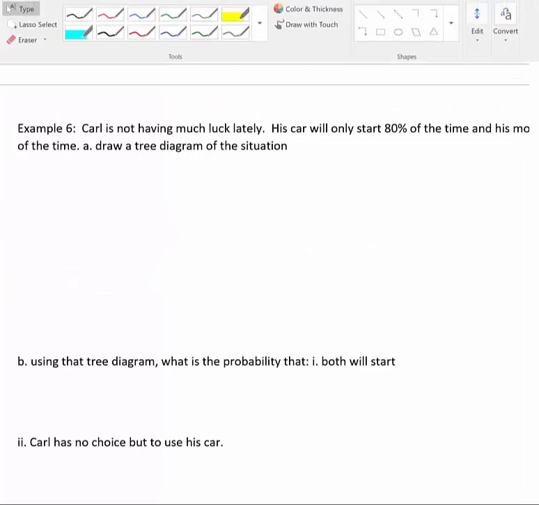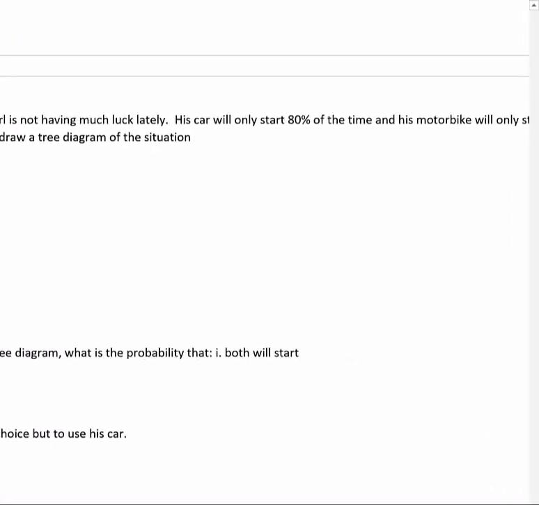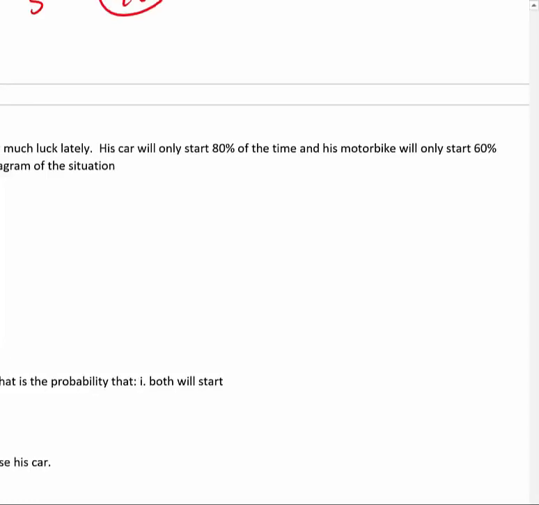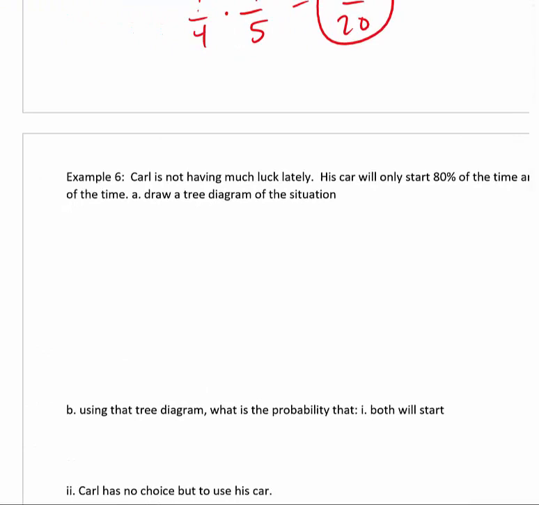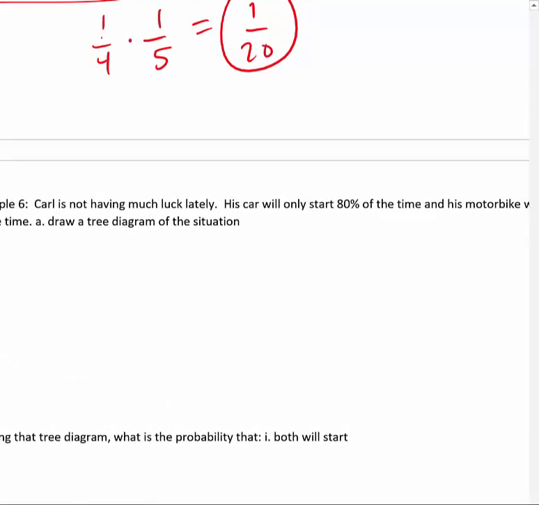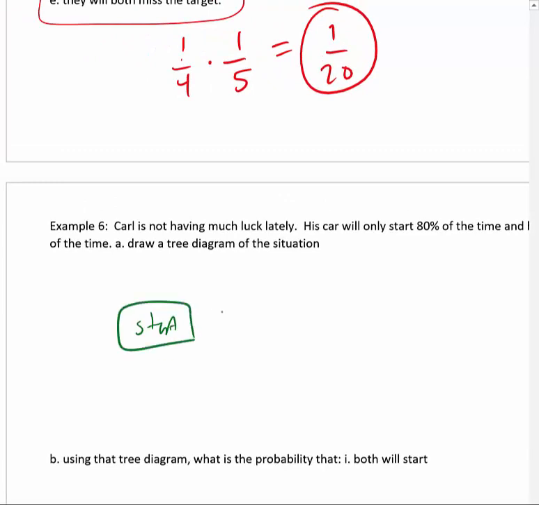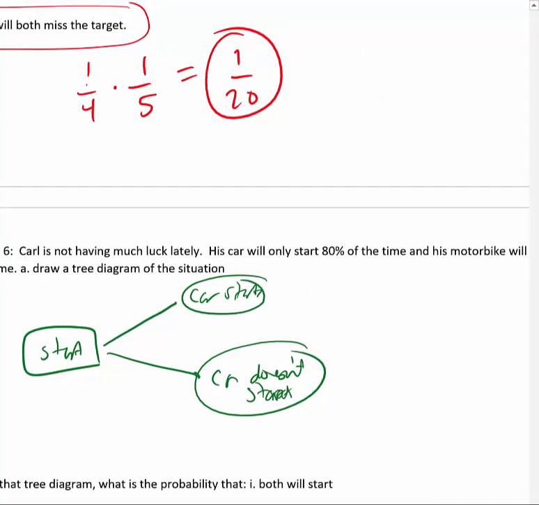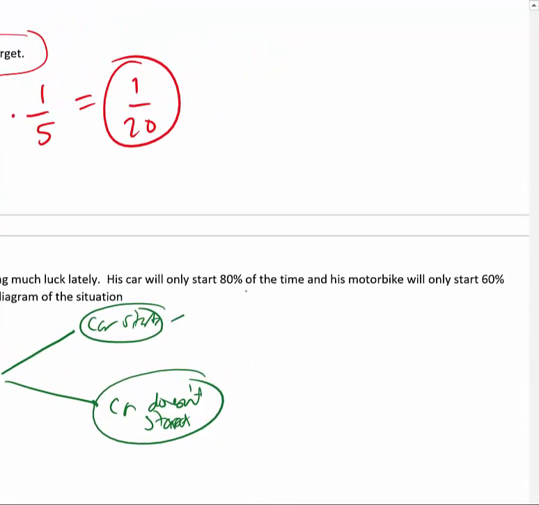Let's try example 6. Carl is not having much luck lately. His car will only start 80% of the time, and his motorbike will start only 60% of the time. We'll draw a tree diagram. Okay, well I guess they mentioned the car first. So here's start. Let's say car starts. Car doesn't start. And then for each of those, I guess, parallel universes, his motorbike could start, like, starts or doesn't start.